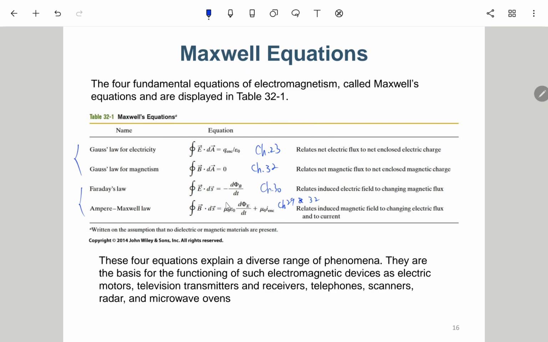Actually using these four equations can explain a diverse range of phenomena. They are the basis of the functioning of EM devices, such as electric motors, transmitters, receivers, something like wireless transmission, telephone, scanner, radar, and microwave oven.